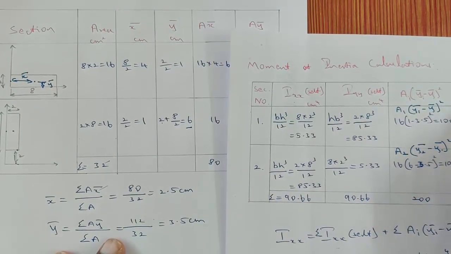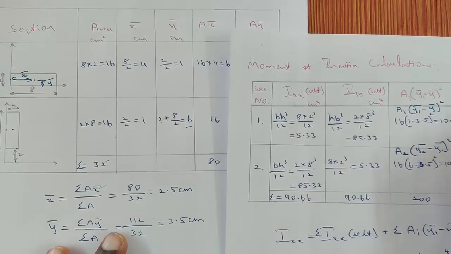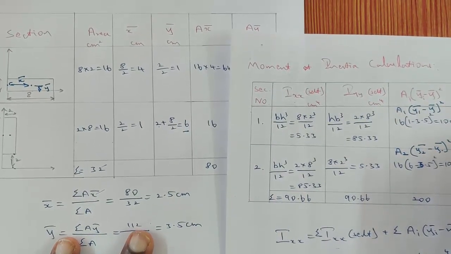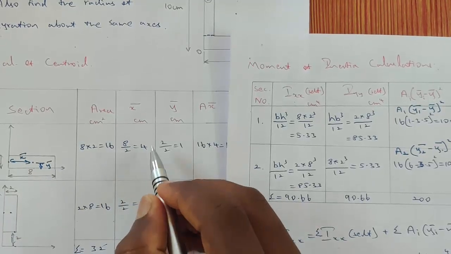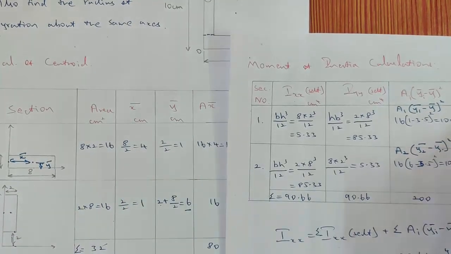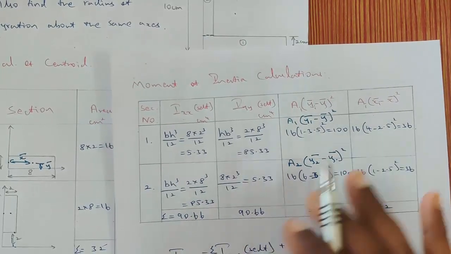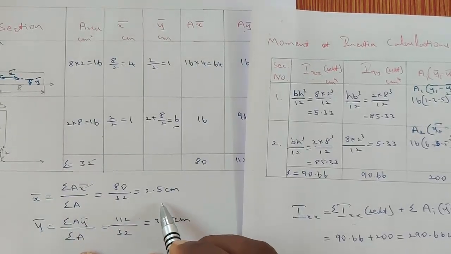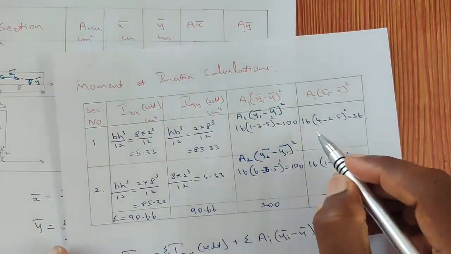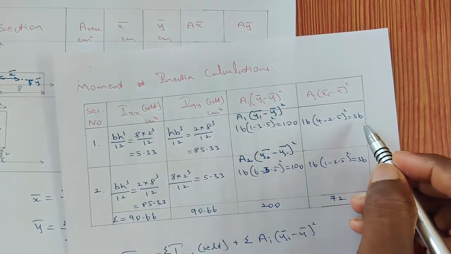Similarly, here also it's the same section, so the area is 16 and X1 bar is the x bar value of section number 1. This is 4. It is 4 minus the x bar value, the common centroidal point, which is 2.5 centimeter. So it is 16 into 4 minus 2.5 the whole square, which is equal to 36.